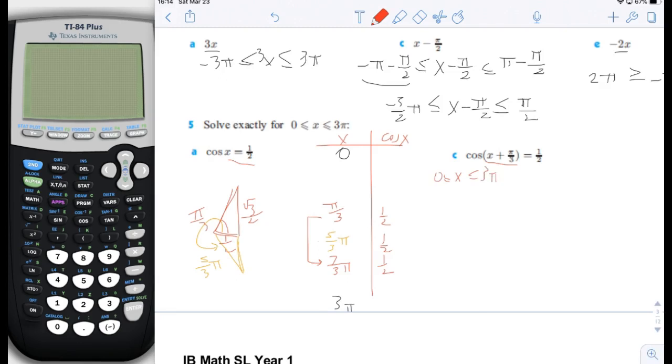If x is between 0 and 3 pi, what about x plus pi over 3? What's the domain of this? The domain of this would be 3 pi plus pi over 3, so that would be 9/3 pi plus 1/3 pi, which is 10/3 pi. I should do this in black because we do our domain in black. It would be 10 pi over 3. And the 0 becomes pi over 3. Okay, so that's our domain for the x plus pi over 3 expression.